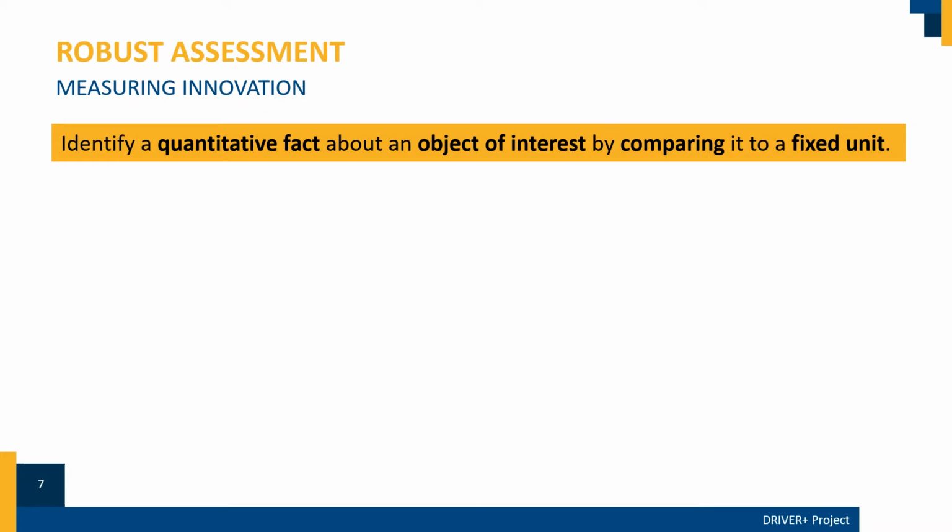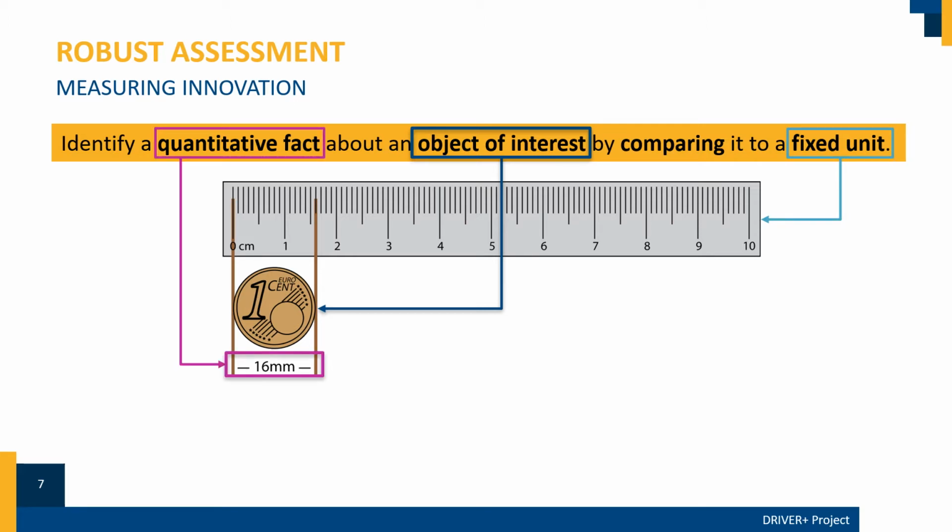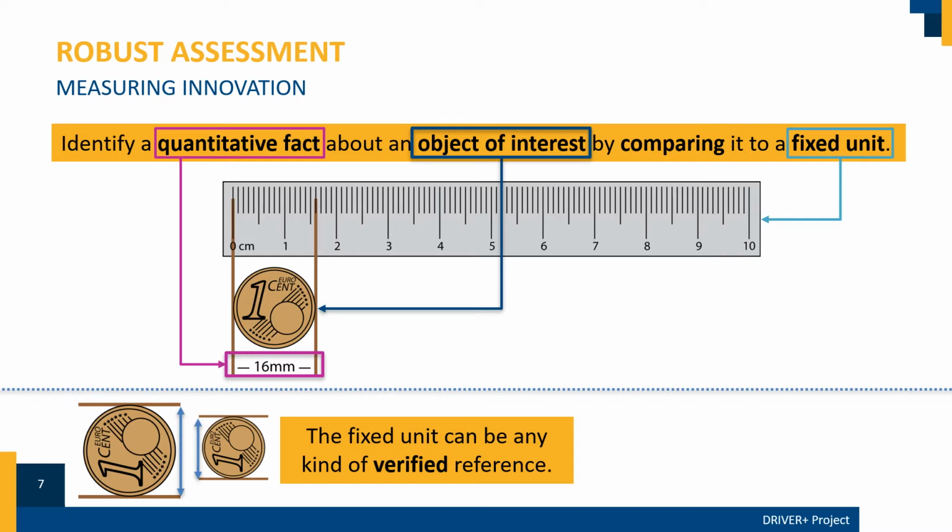So, how to measure? Measuring actually only means that you compare the object of interest with something of which you really know how large, heavy, dry, or whatever it is. So measuring means to identify a quantitative fact about an object of interest by comparing it to a fixed unit. Let's say your object of interest is a coin. Your fixed unit can be a measure in centimeter, and the quantitative fact that you can draw from this comparison is that the coin is 16 millimeters wide.